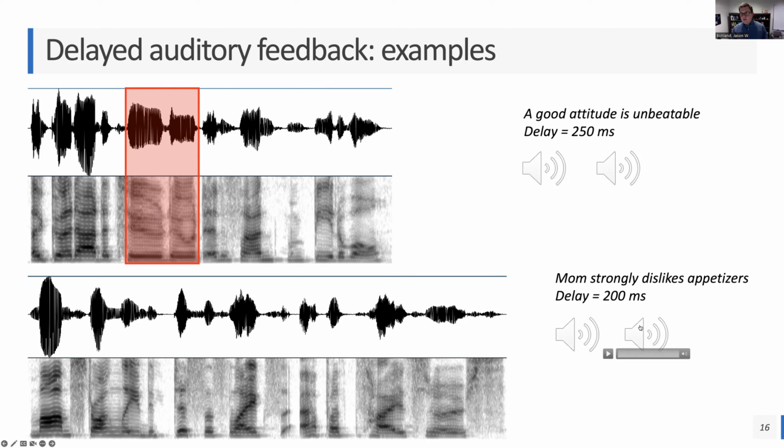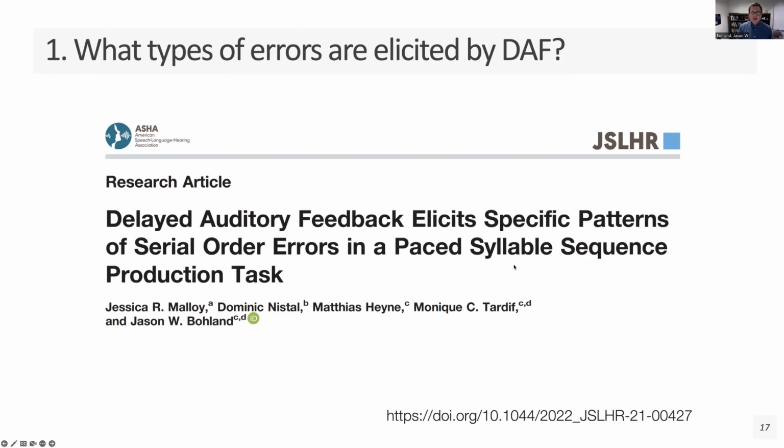Here is a participant producing mom strongly dislikes appetizers with a delay of 200 milliseconds. Certainly at the end there's a really strong rate reduction, but along the way, we heard mom strongly dislikes appetizers. And so you get this nice repeated, relatively short syllabic segment that appears within this. And so these are the kinds of errors we're really interested in under DAF.